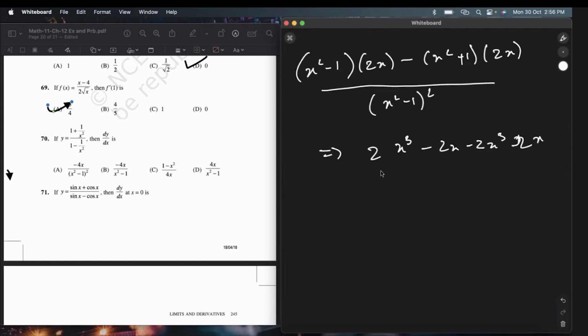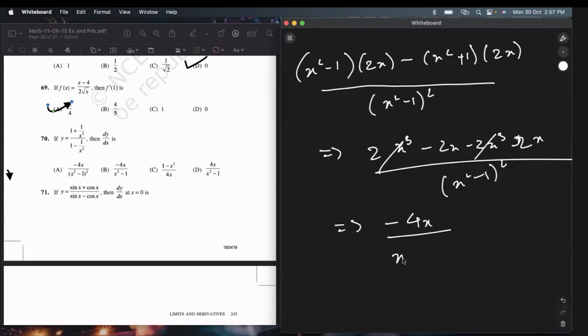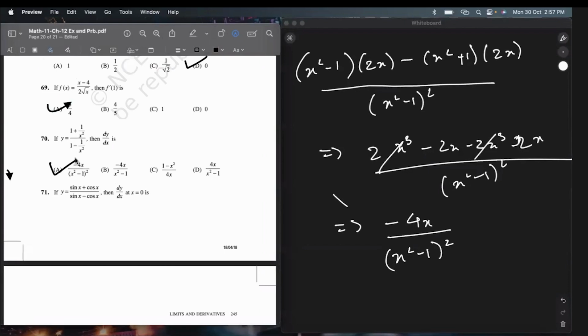Alright, and in the denominator what do I have? I have (x² − 1)² . So this and this will cancel out. Minus 2x will become minus 4x divided by (x² − 1)². So can I find any option like this? Minus 4x. Yeah, the first option is correct.